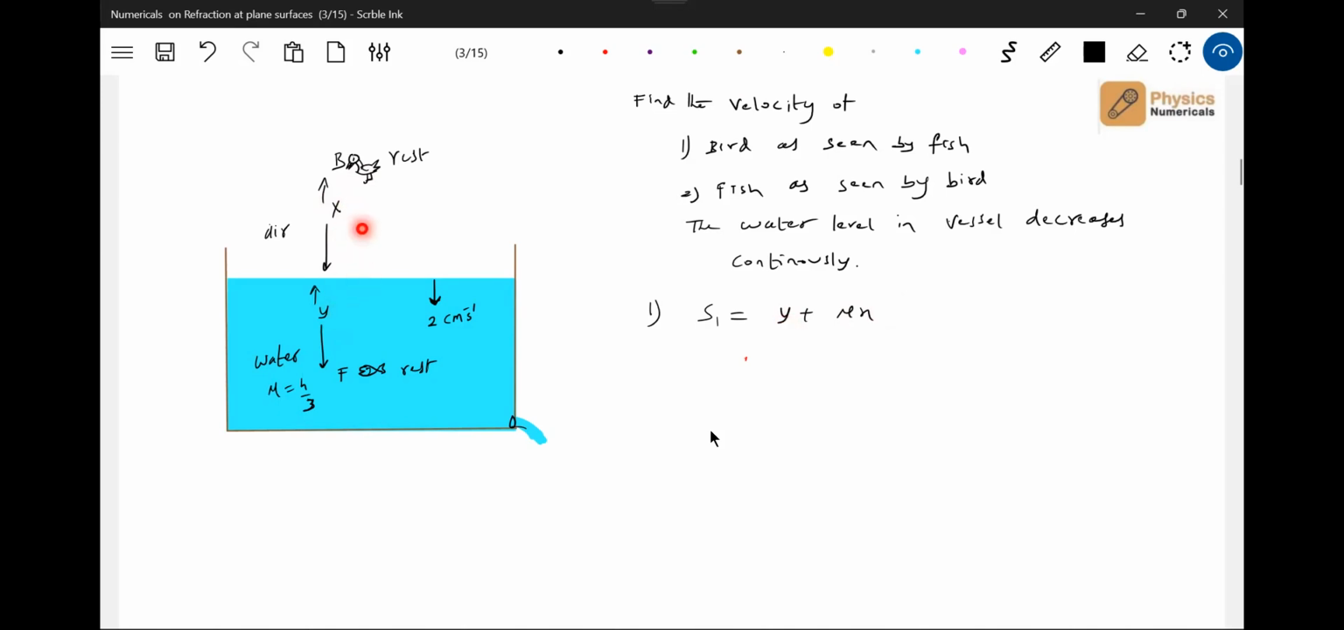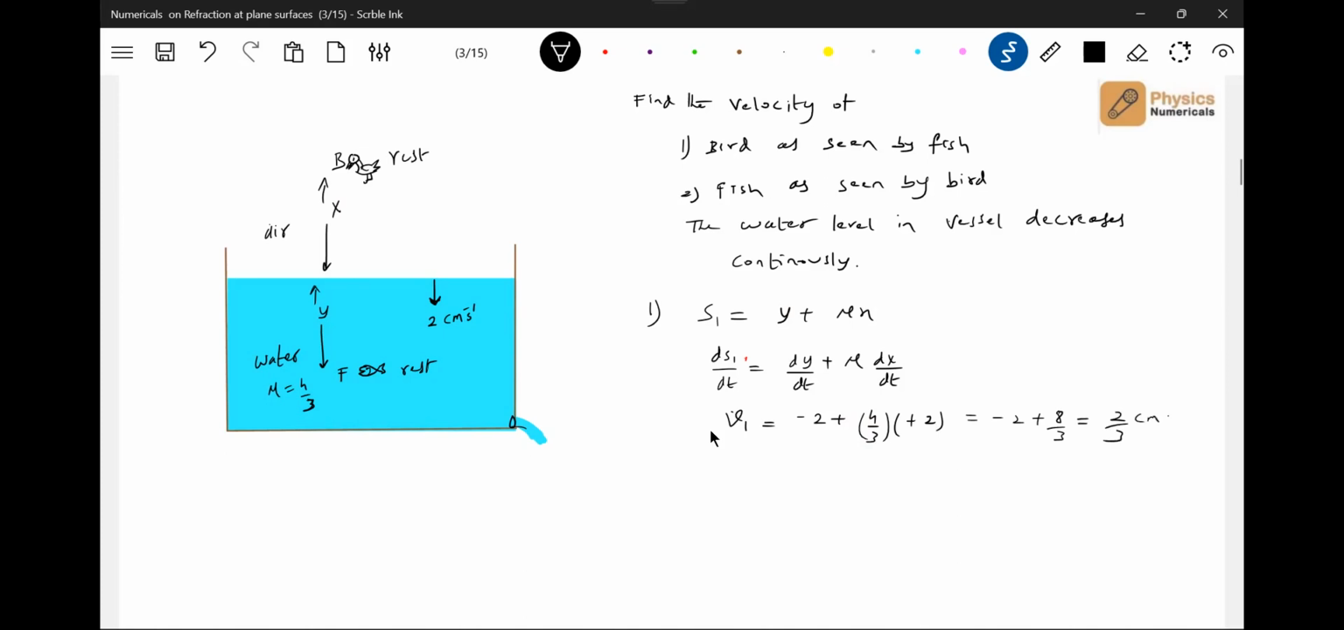Look at this one. X and y are varying. Y is decreasing, x is increasing. So we'll differentiate this one. ds1 by dt is equal to dy by dt plus mu into dx by dt. This was the speed. dy by dt is minus 2, plus mu 4 by 3 into dx by dt, which is plus 2. So it is minus 2 plus 8 by 3, which is 2 by 3 centimeter per second. What is this? Speed of the bird as seen by the fish. If distance decreases, the rate is negative; if distance increases, the rate is positive.